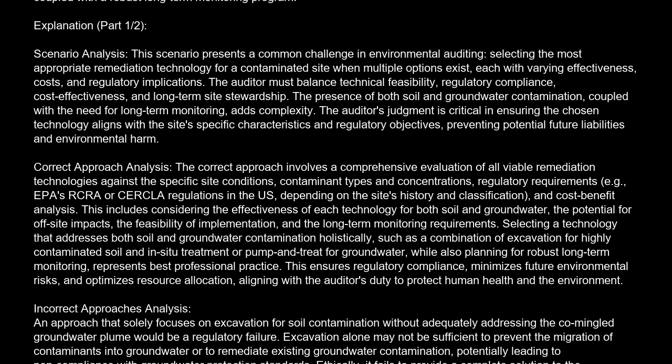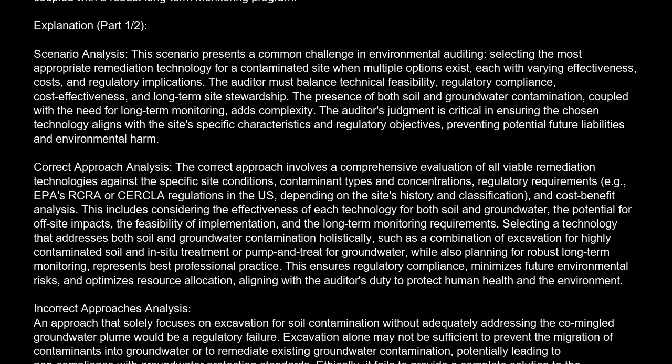Selecting a technology that addresses both soil and groundwater contamination holistically, such as a combination of excavation for highly contaminated soil and in situ treatment, or pump and treat for groundwater, while also planning for robust long-term monitoring, represents best professional practice. This ensures regulatory compliance, minimizes future environmental risks, and optimizes resource allocation, aligning with the auditor's duty to protect human health and the environment.